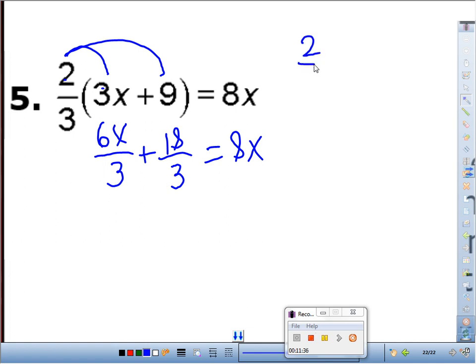Watch, because if I have 2/3 times 3x, isn't 3x over 1? Yeah. This is 6x over 3. That's why the denominator stays the same. Yes. Everybody there?